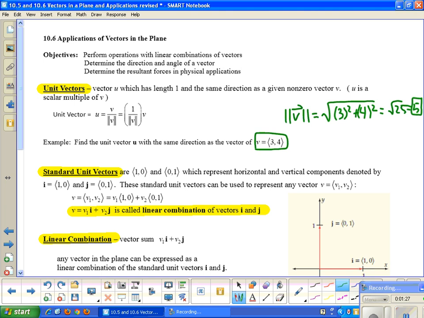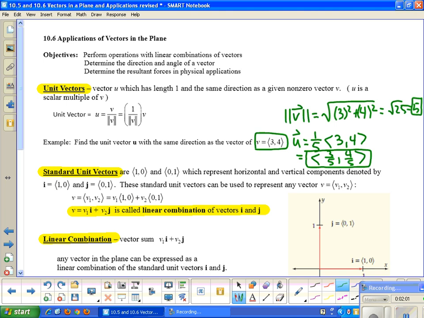So to find the unit vector u, I would divide my horizontal and vertical components both by 5. So u is going to be equal to 1/5, because it's 1 over the length, times <3, 4>, which is equal to <3/5, 4/5>. So this right here would be my unit vector.